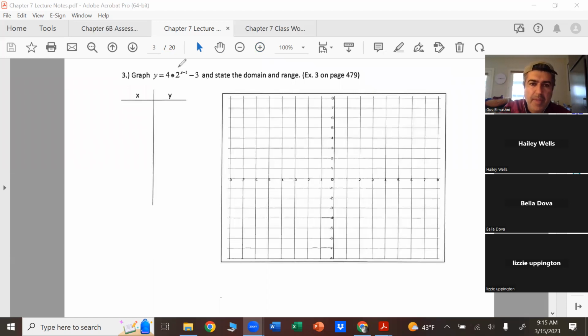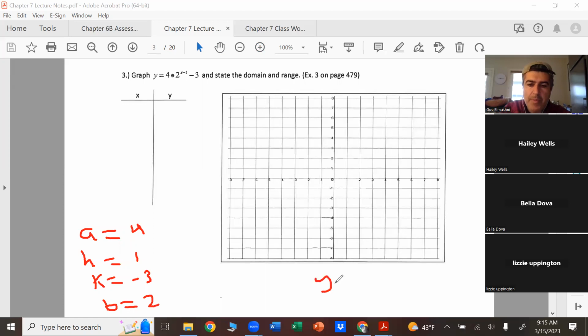But let's talk about this one. Okay, so you have 4 times 2^(x-1) minus 3, right? So here's the deal. Let's identify a, h, and k. And of course, our base is 2, that's obvious. Our a is 4. Our h is 1, and our k is -3.